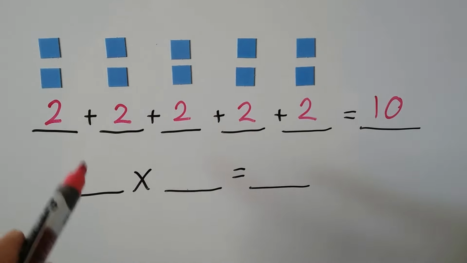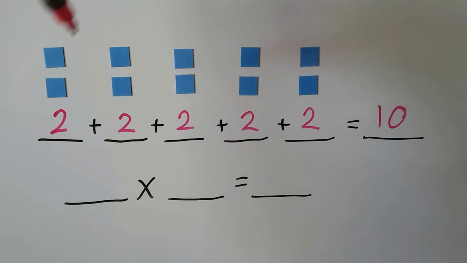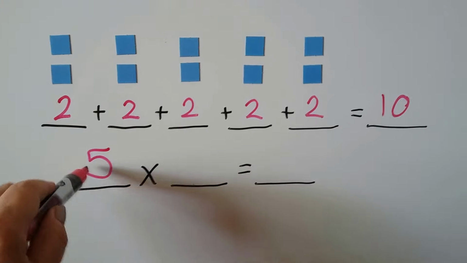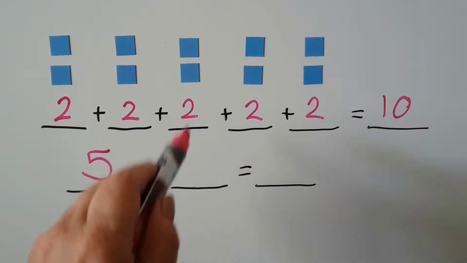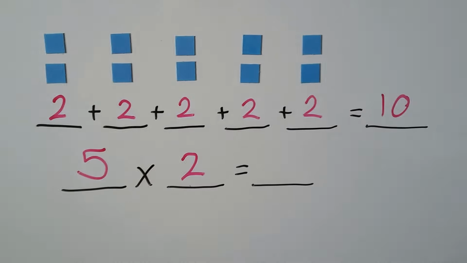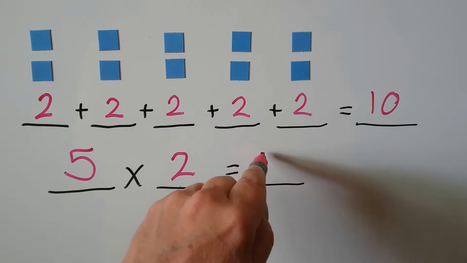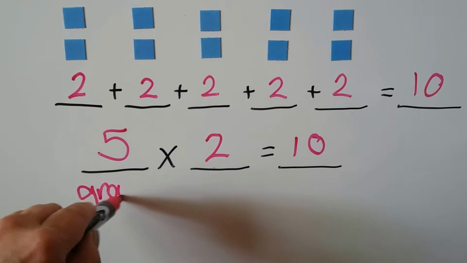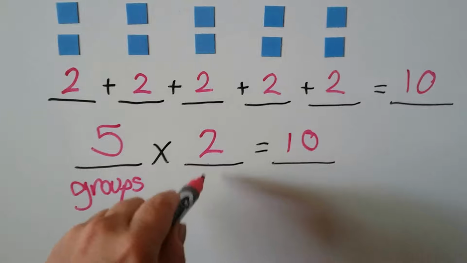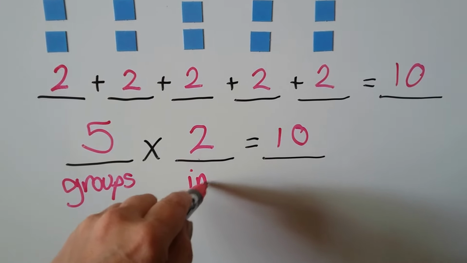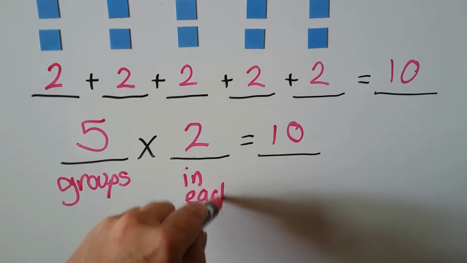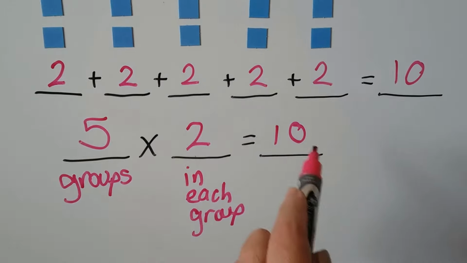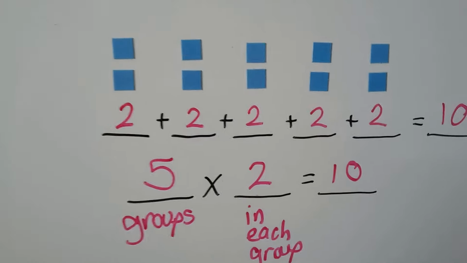Here, we write how many groups we have. We have 1, 2, 3, 4, 5 groups. And how many are in each group? 2. 5 times 2 is equal to 10. Okay? So remember, this is the groups. And this is how many are in the group. Okay? All right? And then that's the product. That's what it equals. Okay?